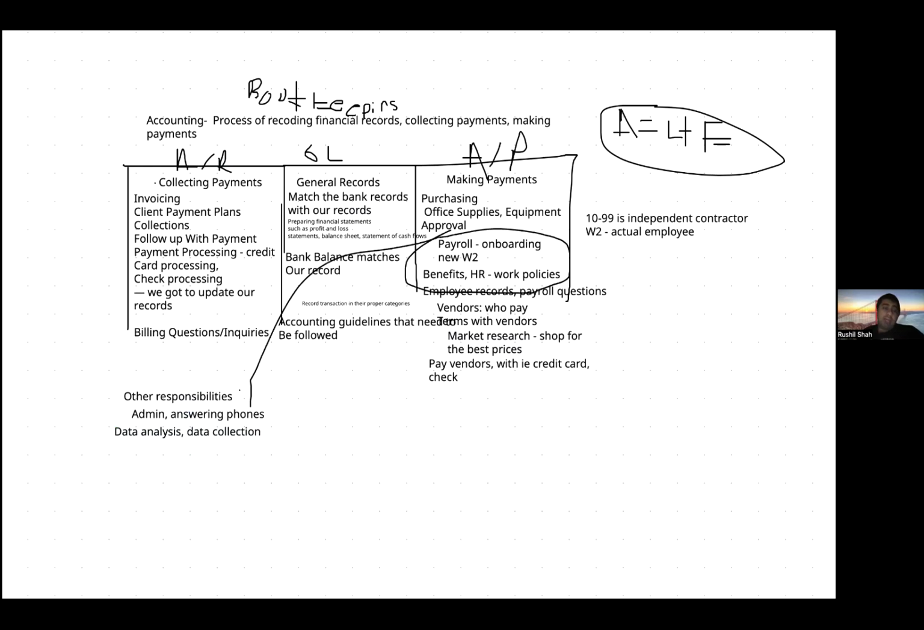And then you know what we have? Financial analysis, financial planning, budgeting. So actually budgeting is gonna go in the GL. So budgeting, financial analysis and planning. So we have that.